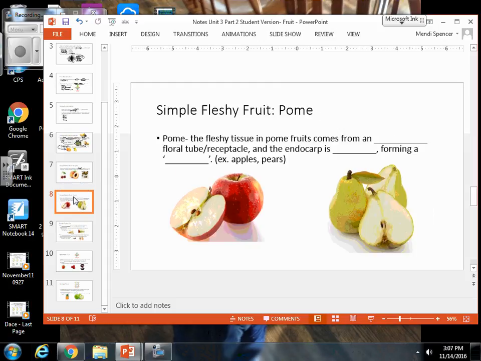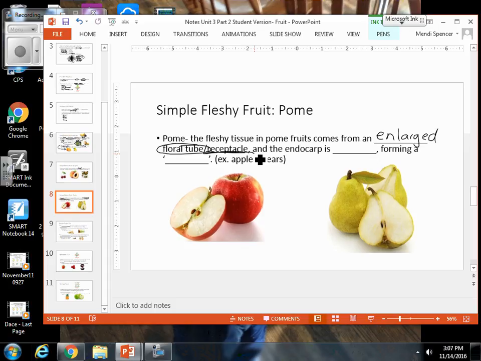Next type of simple fleshy fruit is the pome. Pomes, they still have that soft fleshy tissue, that soft pericarp, but they have an enlarged floral cup. Remember your floral cup, your floral tube, that's like all of your flowers and your petals surrounding your ovary, and your receptacles, which your ovary sits on.